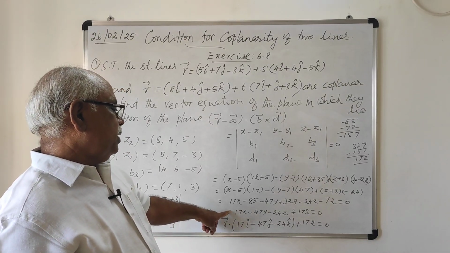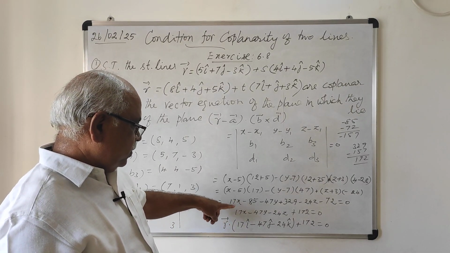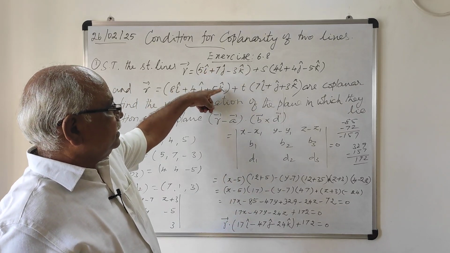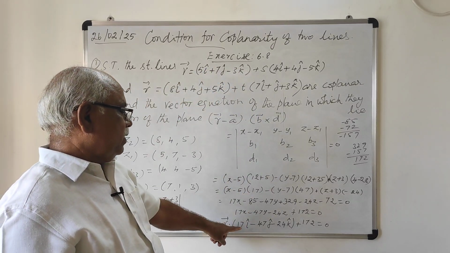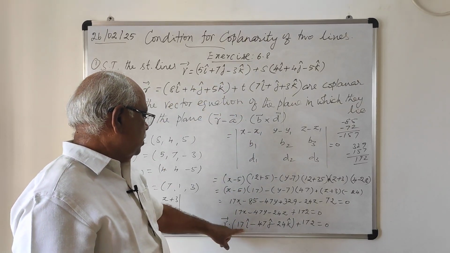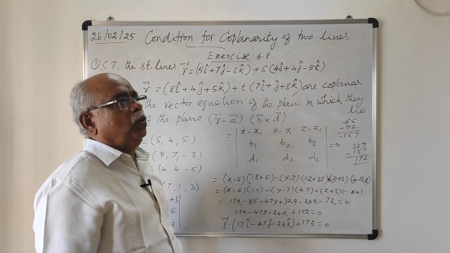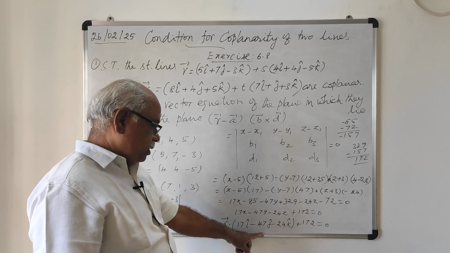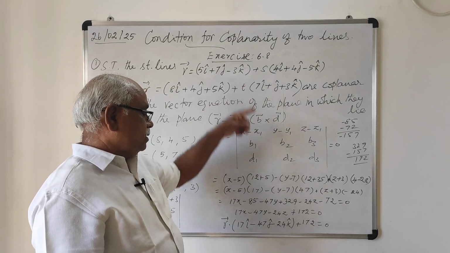So this is the Cartesian form of the equation of the plane. It will contain these two lines. Similarly, the vector equation of the plane containing the two lines is r dot (17i minus 47j minus 24k) plus 172 equal to 0. So this is the vector equation of the plane in which the two lines are lying.